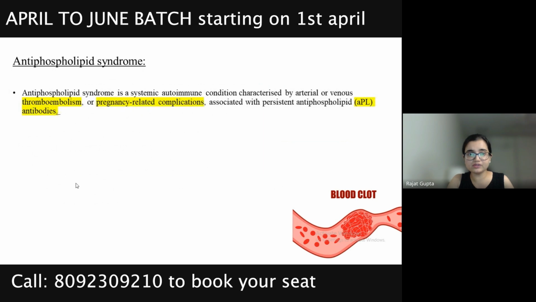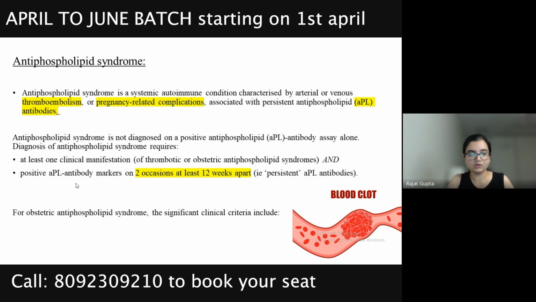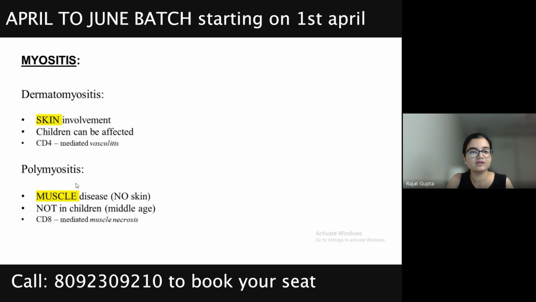Antiphospholipid syndrome is clots. Either it's thromboembolism or it's pregnancy-related complication. What is the serology? So in serology, definitely we are going to get antiphospholipid antibodies, but the specific ones are anticardiolipin, anti-beta-2 GP1. Treatment, aspirin. But for thromboembolic, warfarin.